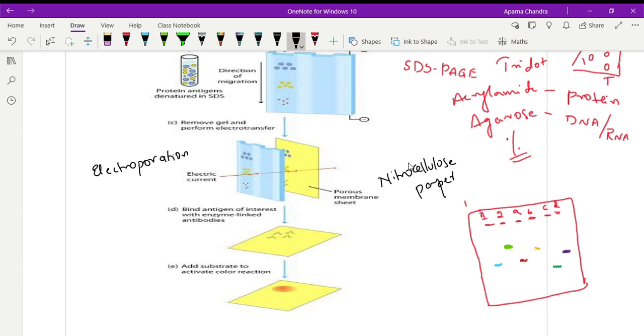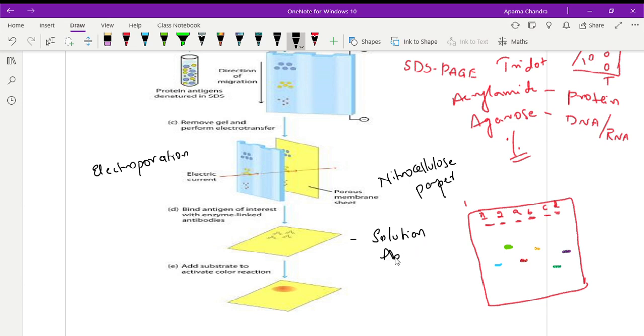So now you have to imagine that this is a nitrocellulose paper with the proteins that got separated at specific positions. Now we take this nitrocellulose paper, and how you do the ELISA technique, the same way you will do it here. Now your antigen got separated. Take this and dip it in a solution. Generally what they do here is the nitrocellulose paper is dipped into a solution containing antibodies.